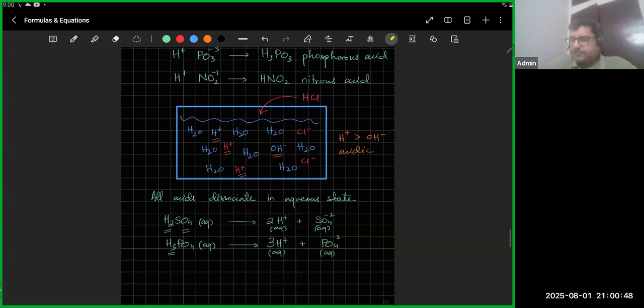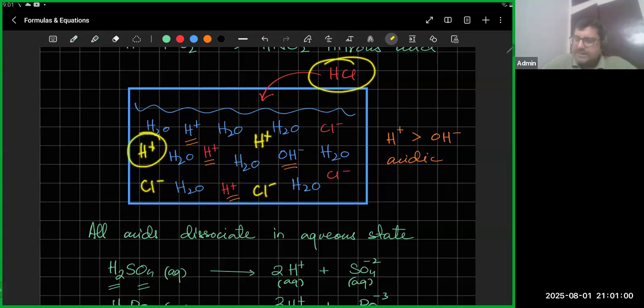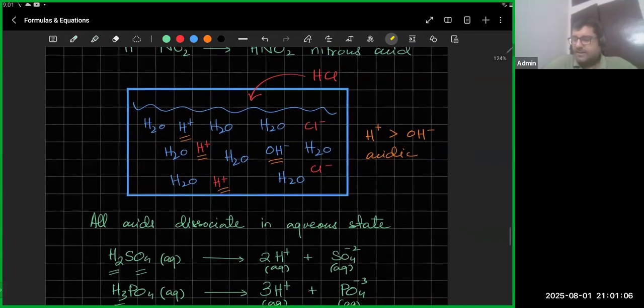ठीक है? तो यहाँ पे मैं show कर रहा हूँ. If I add HCl to it, the HCl will start producing H plus ions and it will start producing Cl minus ions. So in your solution, you can see that the amount of H plus ions is going up compared to the amount of OH ions. ठीक है?